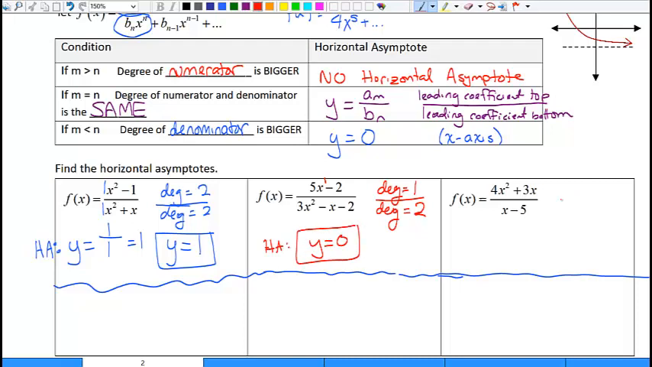On our third problem, the degree of the numerator is 2, because that's the highest exponent. The degree of the denominator is 1, because there's an invisible 1 right there in the exponent. So comparing the 2 to the 1, which degree is the biggest, the top, the bottom, or the same? Well, in this case, the degree of the numerator is bigger. Therefore, there is no horizontal asymptote at all.